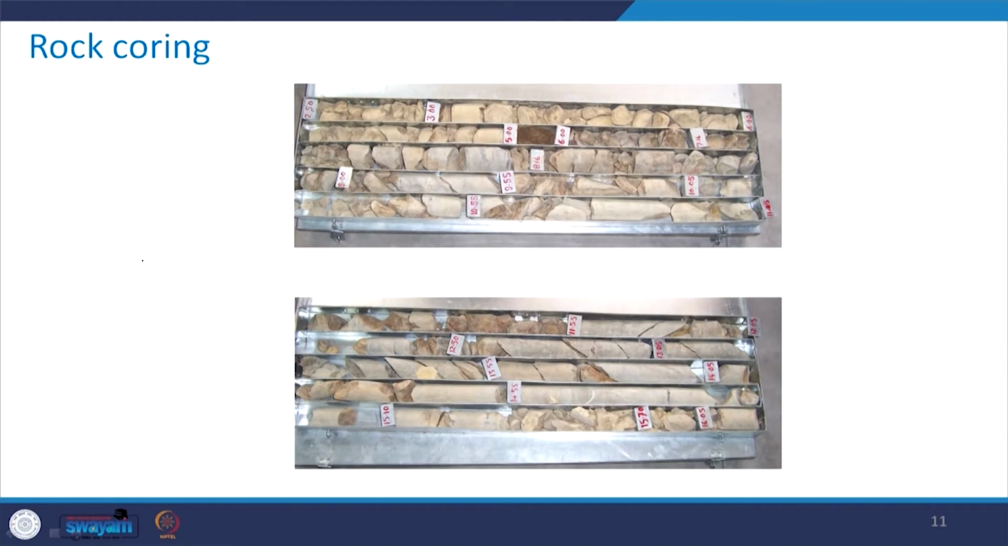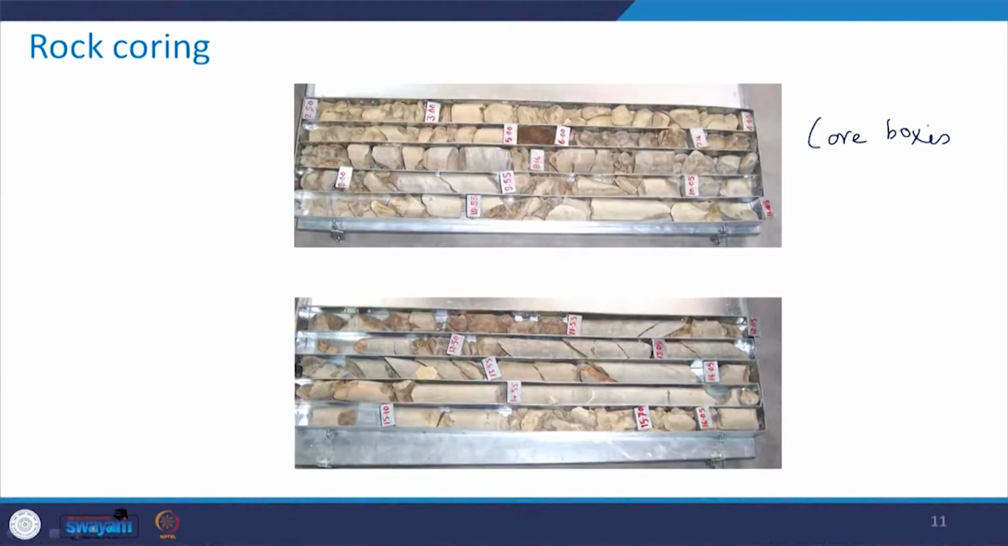You start from the ground surface, that means at a 0 level. Keep on coring, and whatever material you extract, keep arranging it depth wise only in these core boxes. So, these are called core boxes. We requested them to make it using aluminum, but earlier they used wooden boxes, but these are more safe.